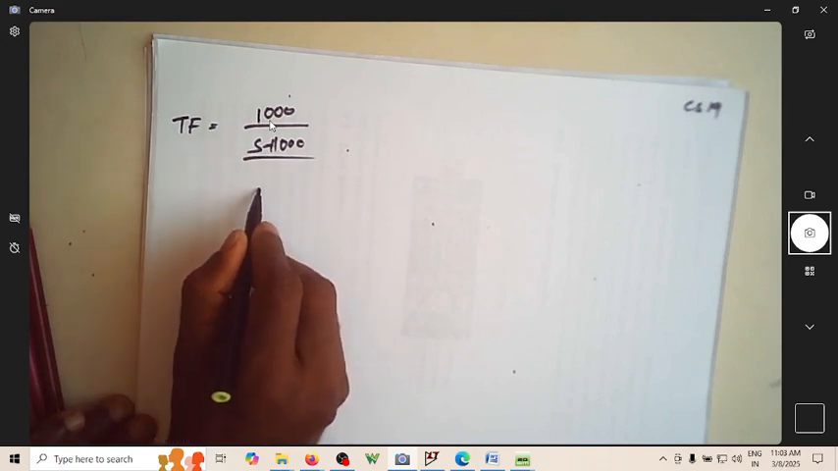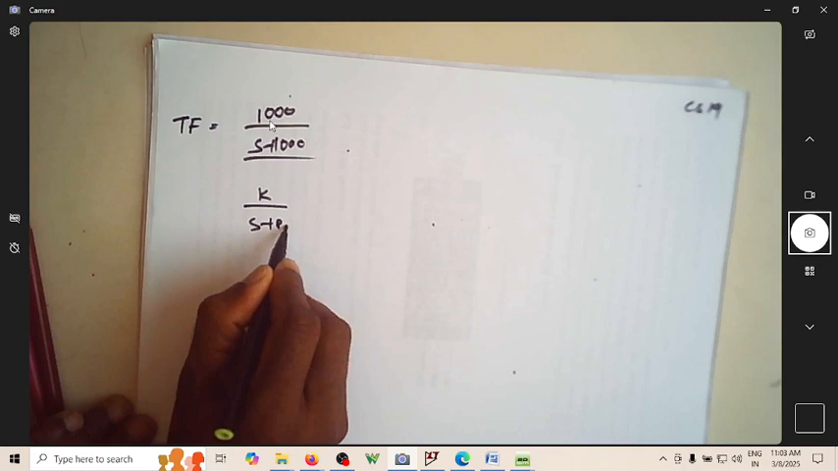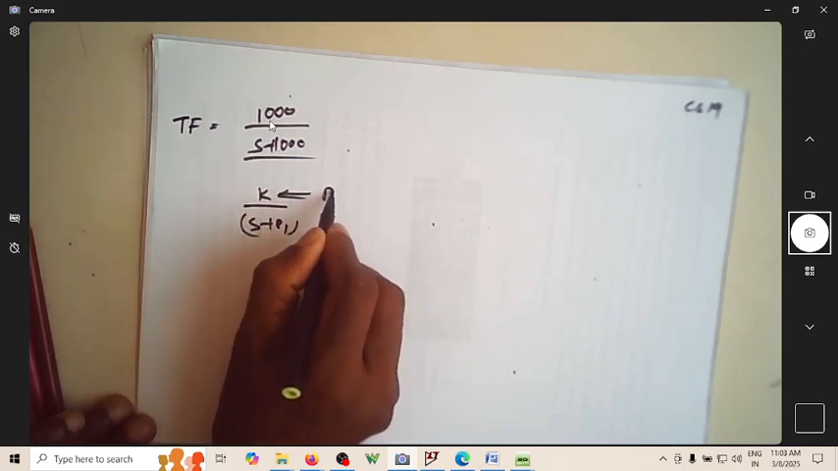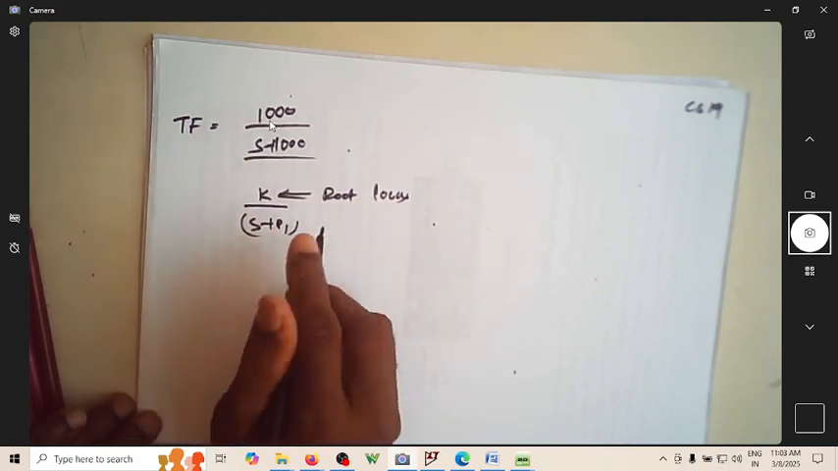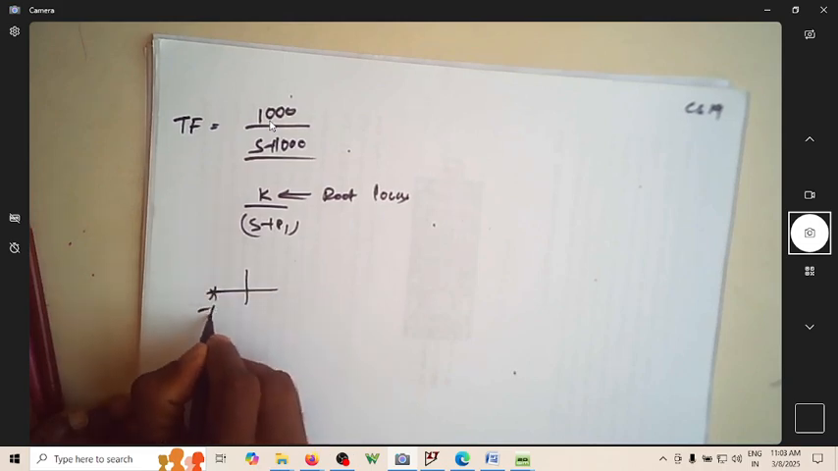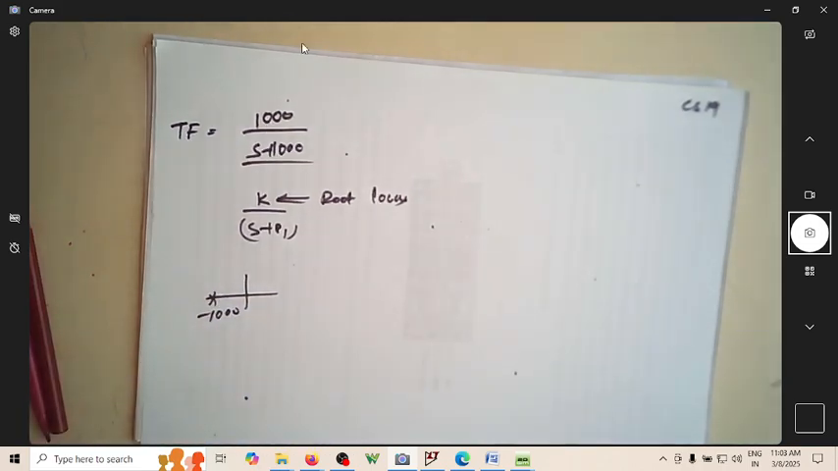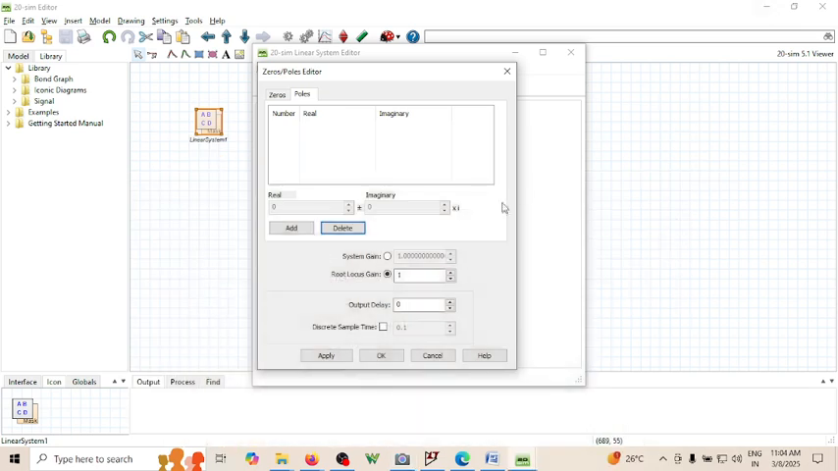I can write it as k by s plus p1. What is k here? K is the root locus gain and p is the pole position. Where is the pole? Pole is at minus 1000. So let me edit this way. See here, this is my pole. So I'm going to add a pole which is at minus 1000. You can see I'm adding the pole, so there is a pole added there.